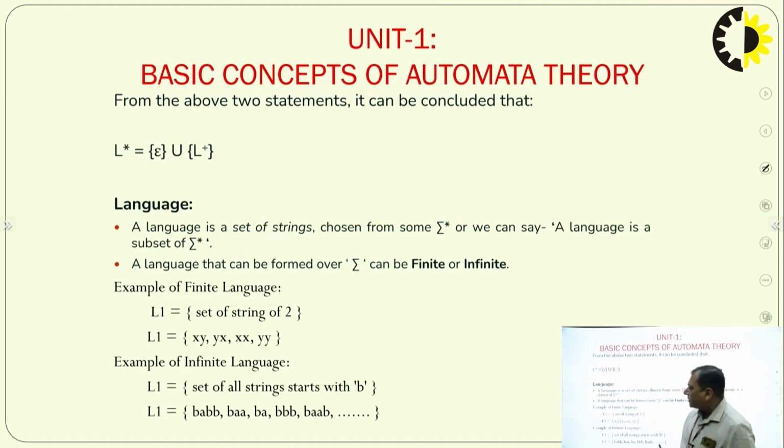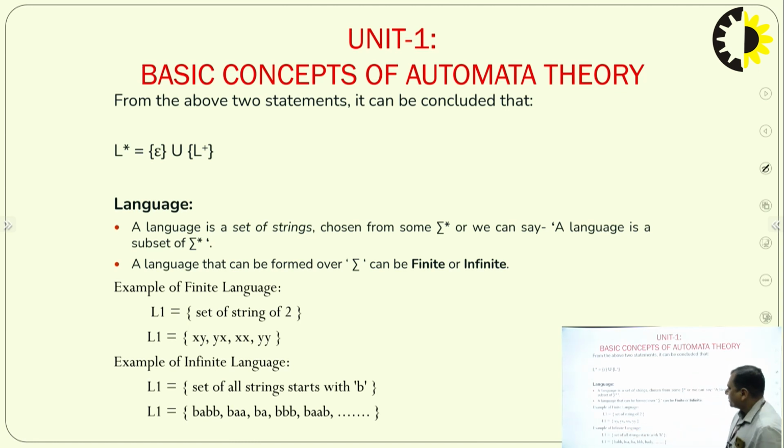Here we have some examples of finite language. तो पहले हम लेते हैं L1, in which we will have the set of strings of length 2. It means इसके अंदर जो लेंथ होगी वो केवल 2 लेंथ की होगी. For example, if we take Σ equals {x, y}, we can have the strings xy, yx, xx and yy. Right? So here we can see the example.